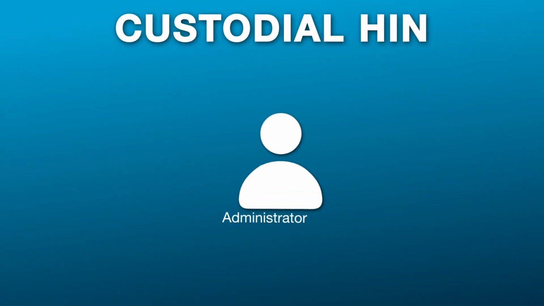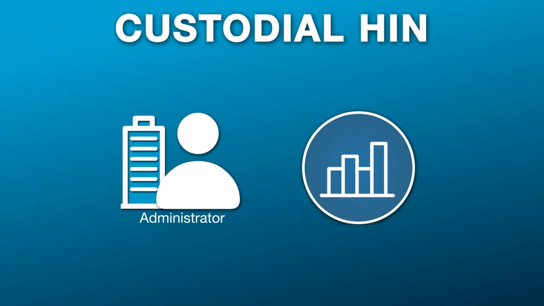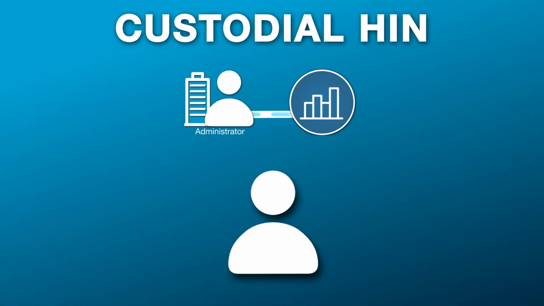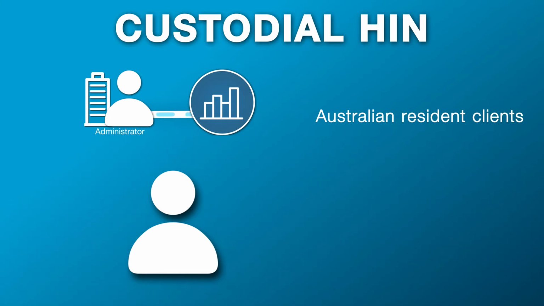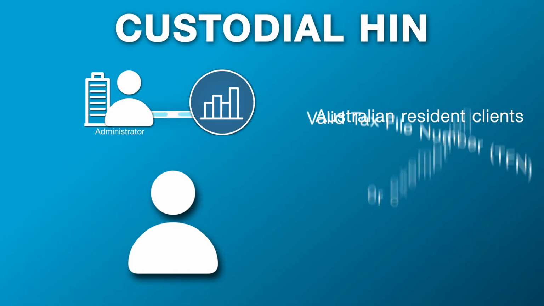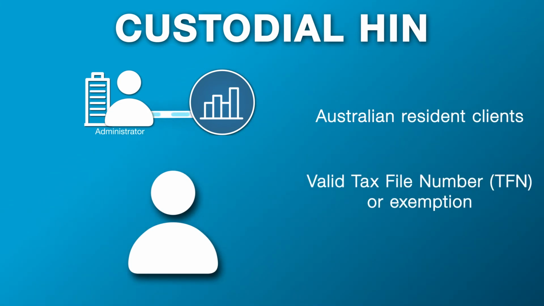The custodial holder identification number, or HIN option, is where the administrator will hold the listed securities on behalf of your client under an individual HIN in the name of the custodian, BT Portfolio Services Limited. This option is only available for your Australian resident clients who have provided Panorama with a valid tax file number or a valid exemption reason.